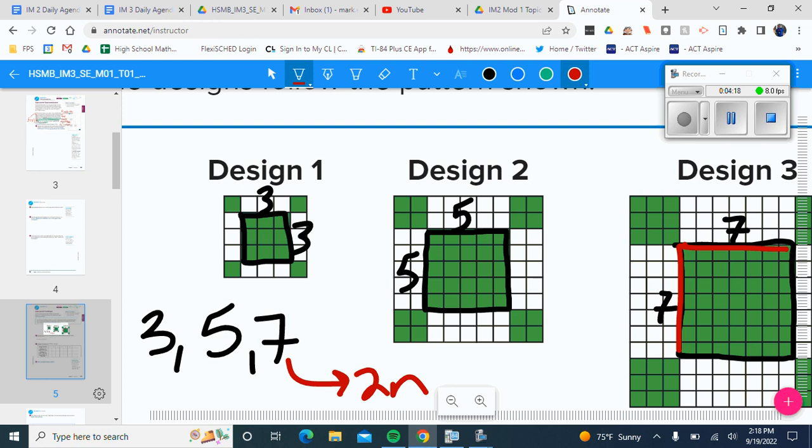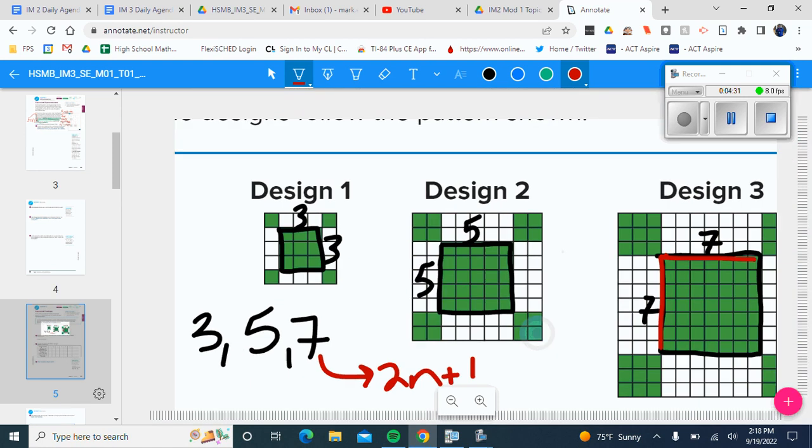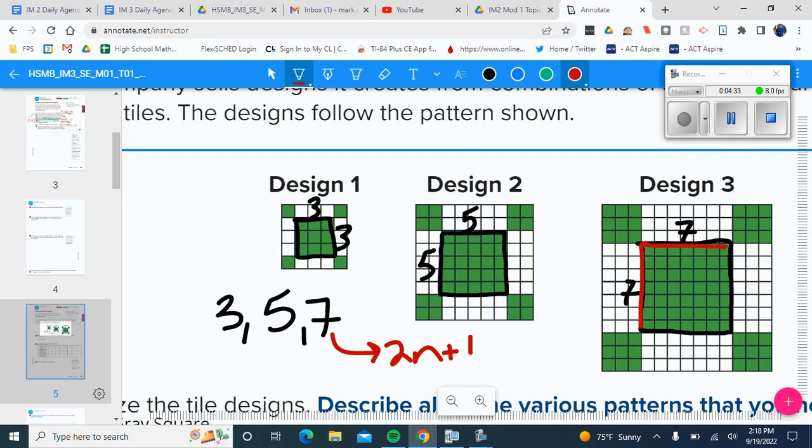If you put in the value for n, for example design 1, 2 times 1 is 2, but I need the 2 to be a 3 because it's a 3 by 3 square. How does a 2 become a 3? You add 1. Let's see if that's consistent with design 2. 2 times 2 is 4, 4 plus 1 is 5. Design 3, 2 times 3 is 6, 6 plus 1 is 7.